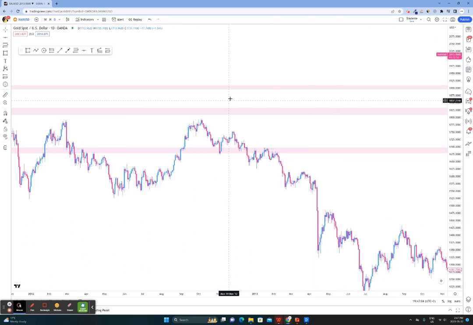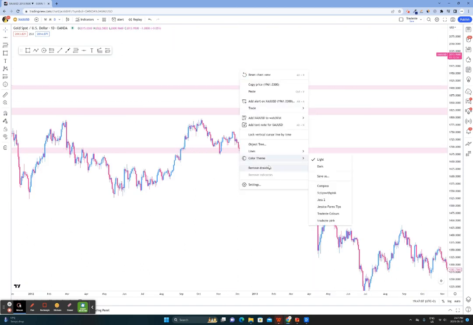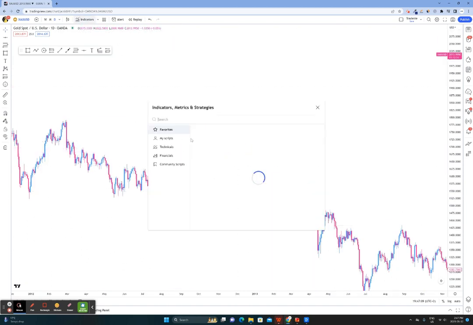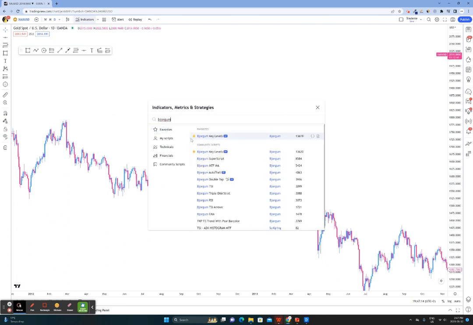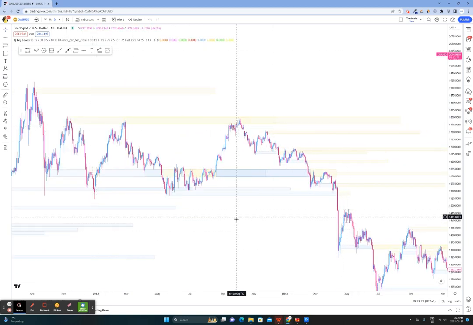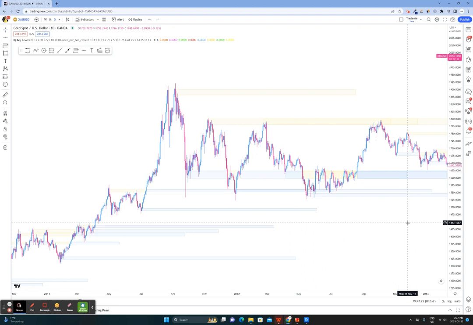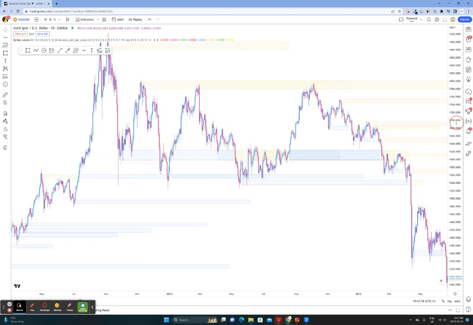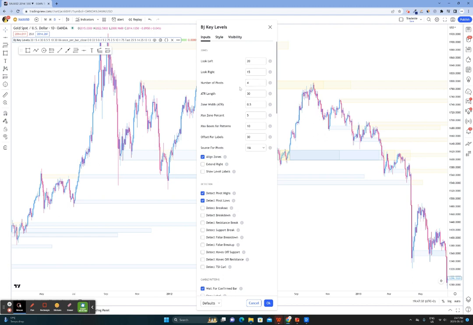The next thing I want to look at, I'm going to clear all of this. There's an indicator called Jorgum. I'm assuming that's how you pronounce it. I think the B is silent. Key levels. This is a very good indicator for drawing zones. It's the best one that I have seen so far. It does draw a lot of zones, but you can go in and tweak it. I don't tweak it at all. I actually just leave it.